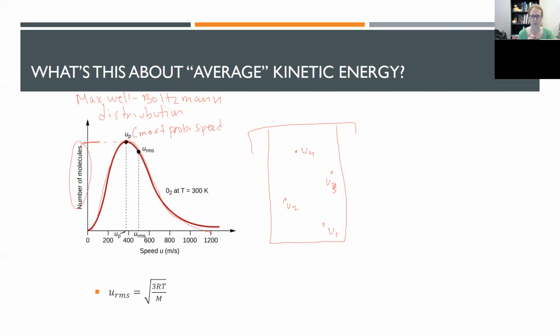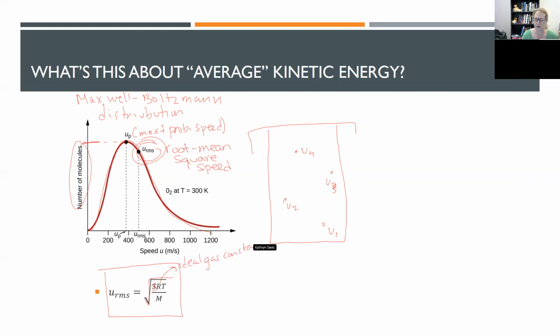Turns out not to be the one we're super interested in, though. The one that we really like is called u rms. It's called the root mean square speed. And u rms turns out to be better at describing how a bunch of gas particles behave than u p. So if I'm going to do calculations, I'm going to use something like u rms, or an average speed as well, as another way I might do it. But this root mean square speed, do you notice that it's related to the square root of 3 times the ideal gas constant?